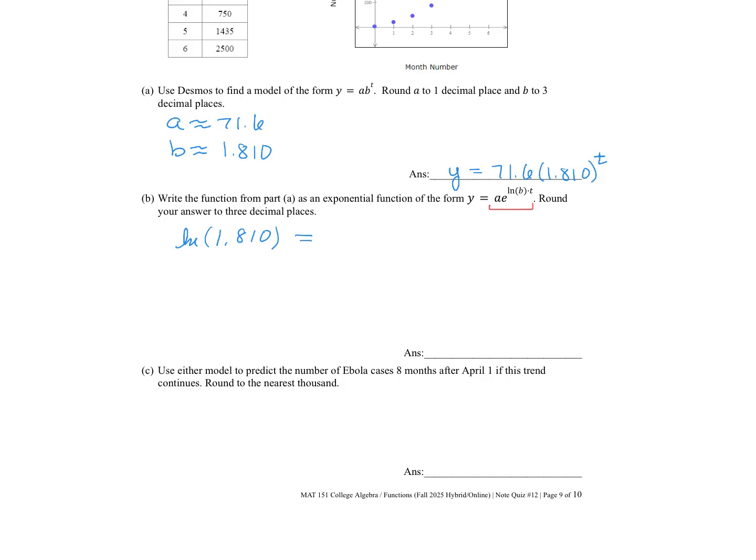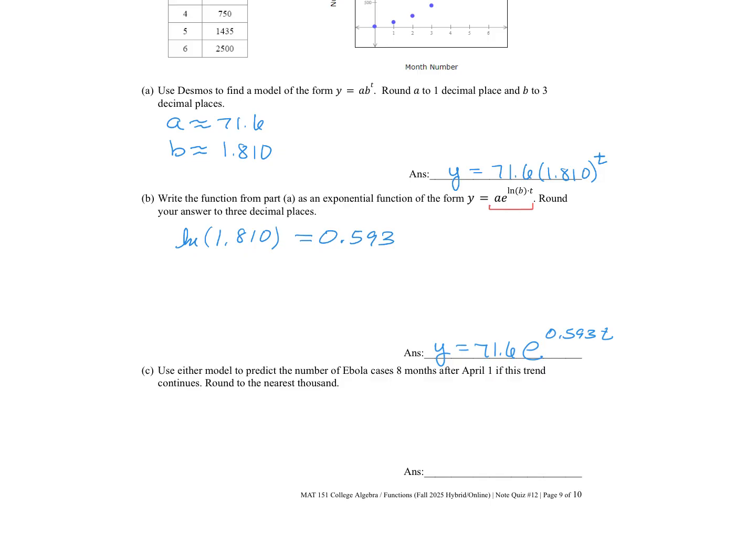And the natural log of that is going to be 0.593 to 3 decimal places. So this exponential model is going to be still 71.6 for the coefficient, but now it's e raised to the 0.593t. All right, so again, one has the base of 1.8, the other one has a base with the number e. In either case, they give you the same thing.